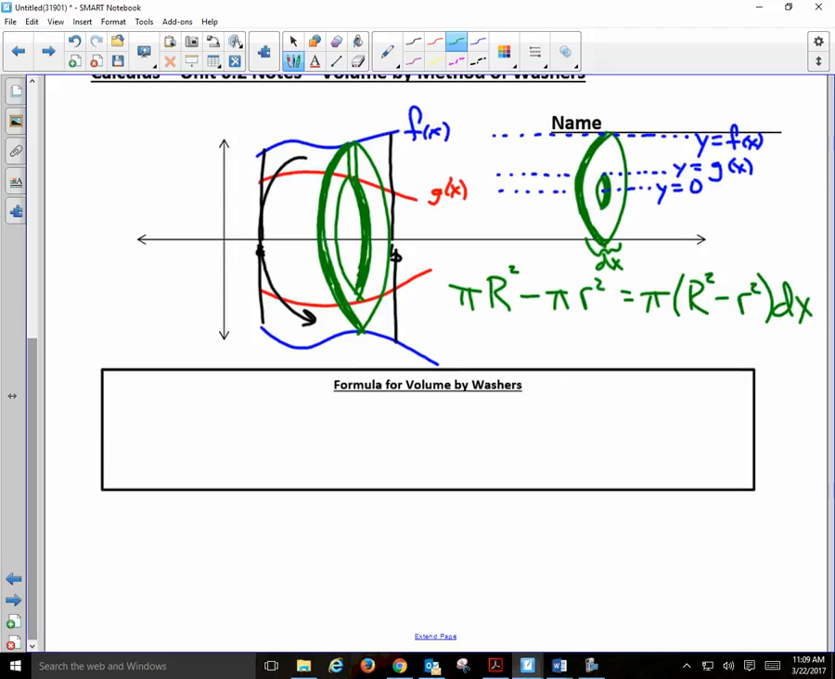And so the formula for our volume becomes pi times the integral from a to b of your large radius, in this case f of x squared, minus g of x squared dx.